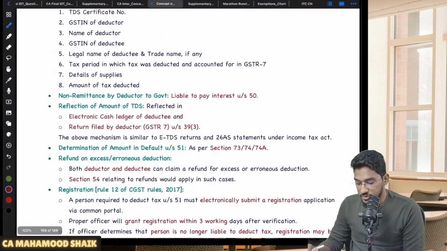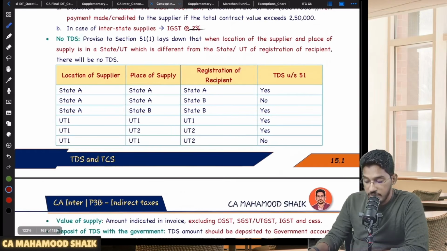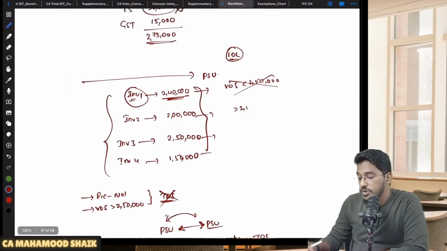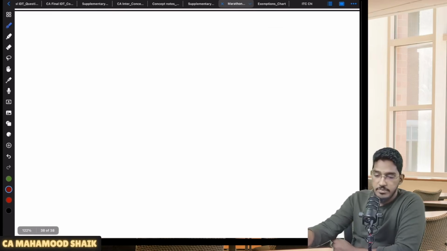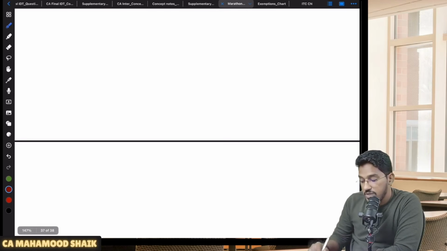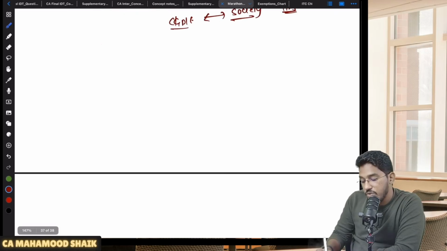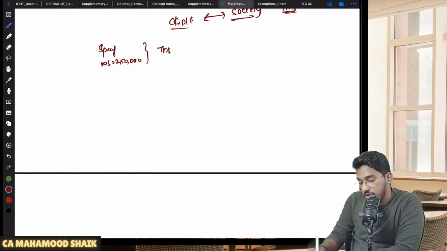Right. So let us try to proceed ahead and understand further. So this is one case where TDS will not become applicable. There are also a few more cases where TDS will not become applicable. Many a time a question in the exam will come on this point. Listen carefully. Sometimes the recipient is a notified person, a specified recipient, and the value of supply under a contract has also exceeded 2,50,000 rupees. But still TDS will not become applicable.